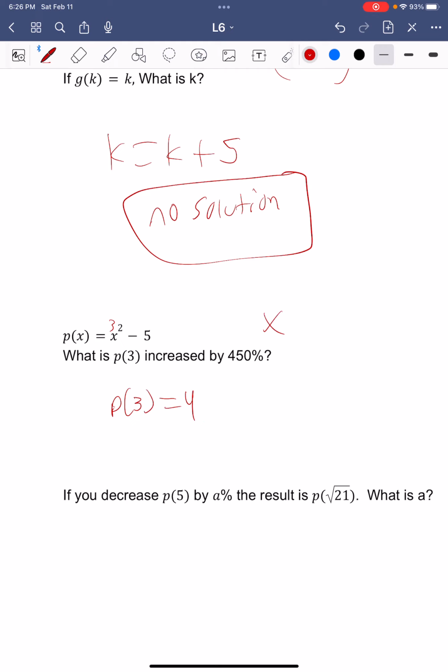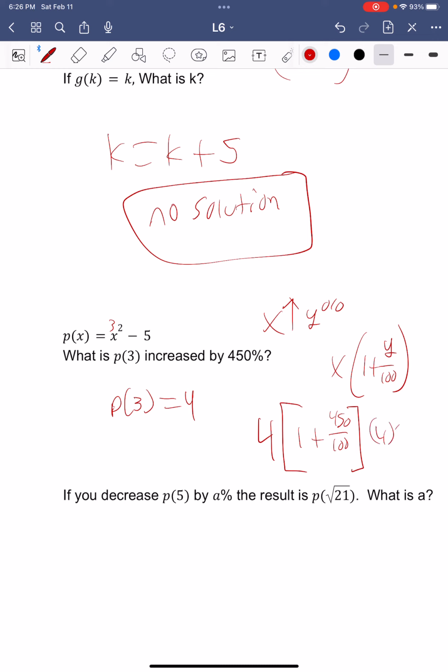We know that x raised by y% is x times 1 plus y over 100. So p of 3, which is 4, increased by 450% is 4 times 1 plus 450 over 100. So 450 over 100 is 4.5, plus 1 is 5.5. So we really just have 4 times 5.5, which is 22.